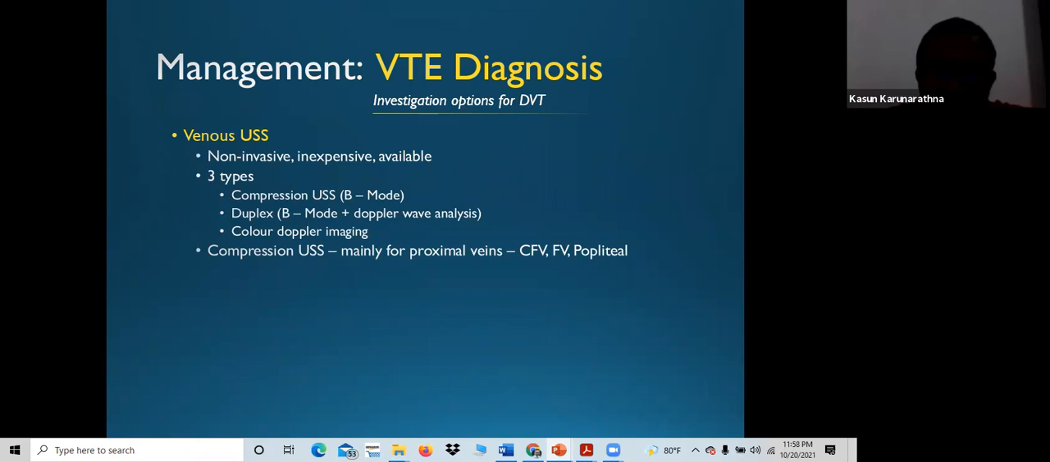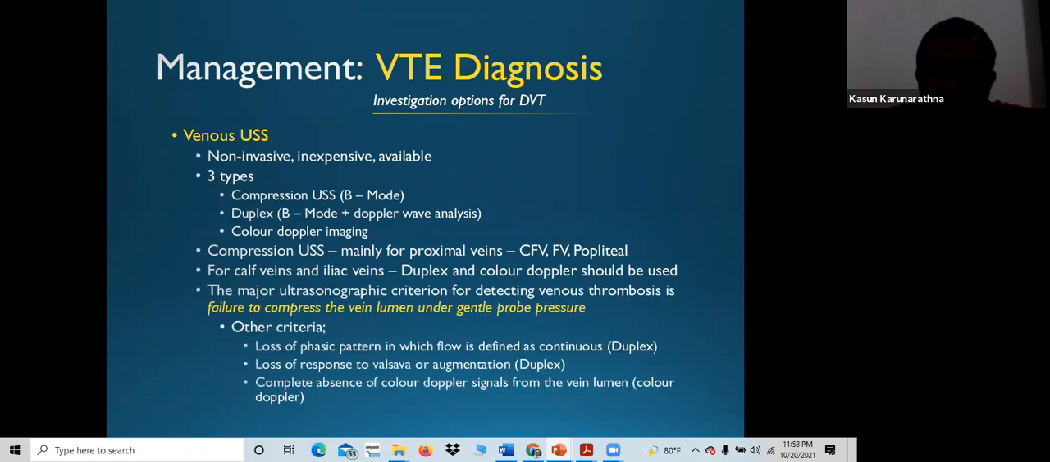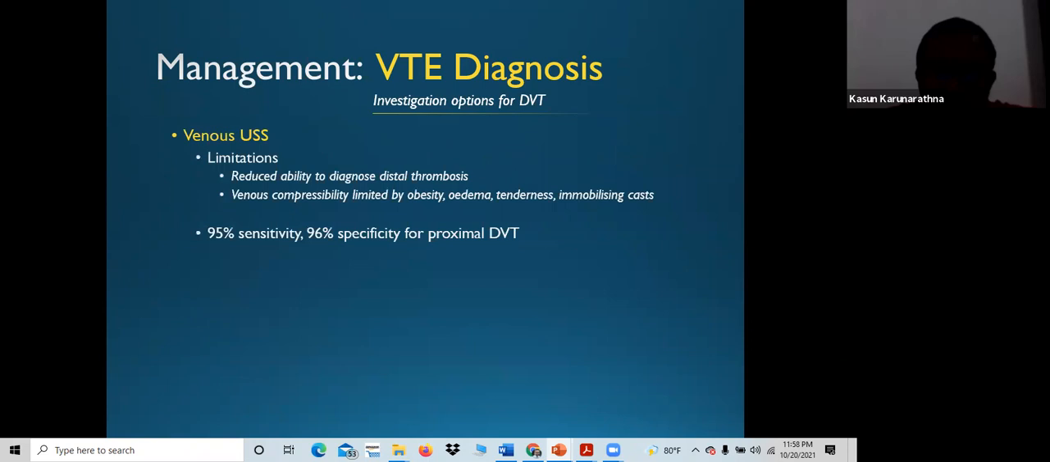Venous ultrasound scan. Three types. Major criteria: loss of phasic pattern, loss of response to compression, absence of color. Those are the main findings in appearance. 95% sensitivity for proximal DVT. For distal DVT, only 70% sensitivity. Contrast sonography and MRI.